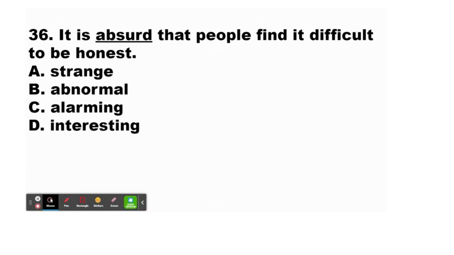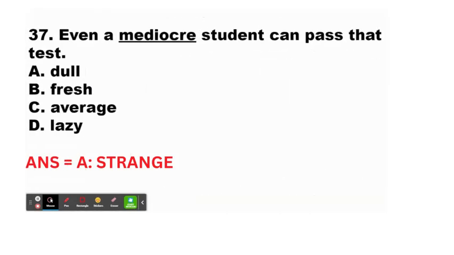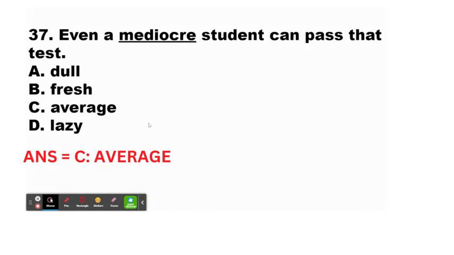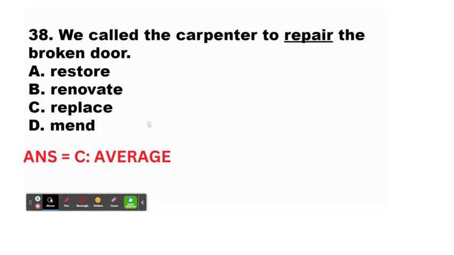36. It is absurd that people find it difficult to be honest. A, strange, B, abnormal, C, alarming, D, interesting. Option A is correct. Something absurd is strange. Strange is correct. Question 37. Even a mediocre student can pass that test. A, dull, B, fresh, C, average, D, lazy. Option C is correct. A mediocre student is an average student. So option C is correct.